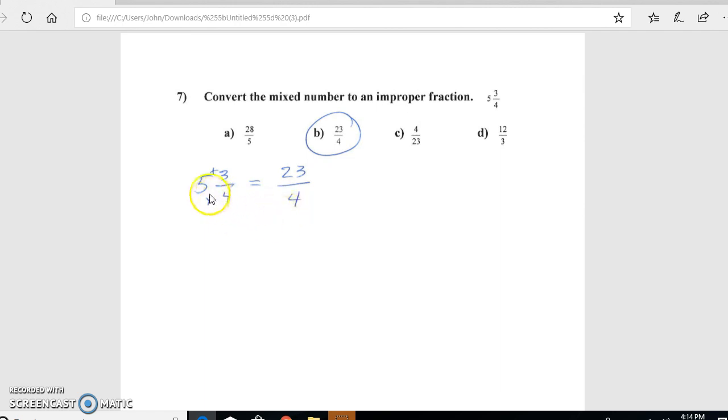So we multiply, and then we add, and we put that number over the original denominator to change a mixed number into an improper fraction. So your answer is 23 over 4. And that's an improper fraction because the top number, the numerator, is larger than the bottom number, the denominator.